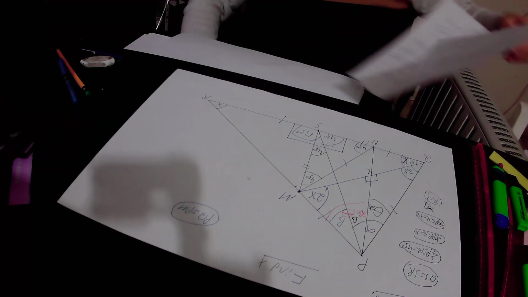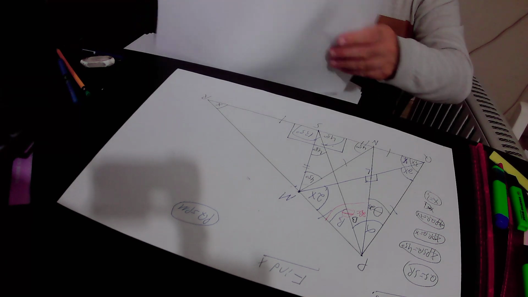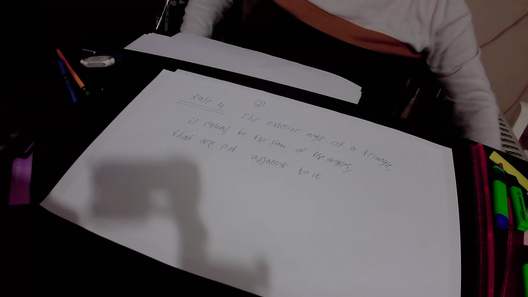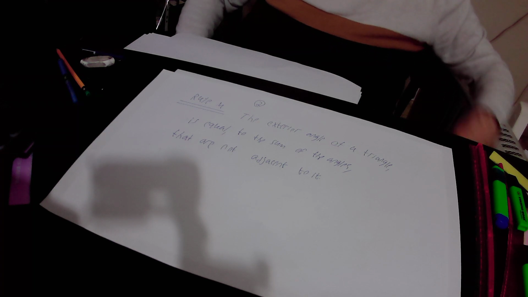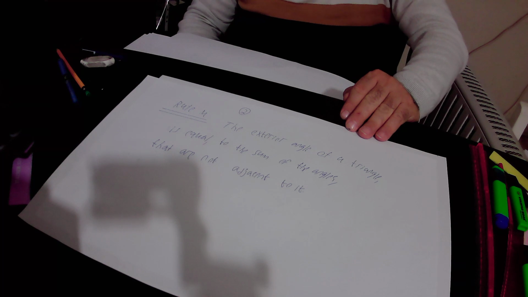And then I presented to you rule number 4. According to rule number 4, the exterior angle of a triangle is equal to the sum of the angles that are not adjacent to it.